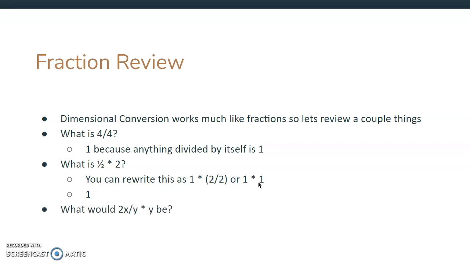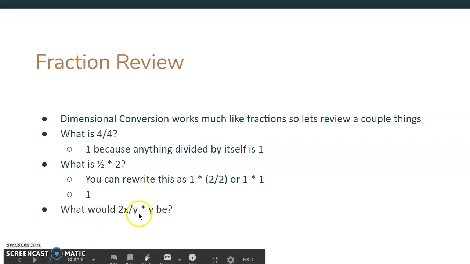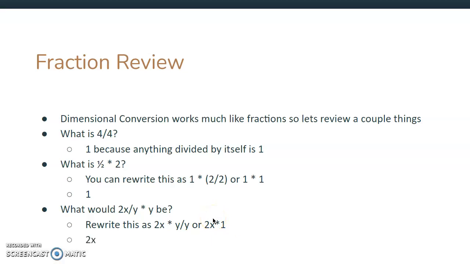And the next one, now we're putting in variables. So what would happen if we put in a variable? Now we have 2x over y times y. We can rewrite this as 2x times y over y, and y over y is 1. And then anything times 1 is itself. So we just have 2x. This idea of canceling things after multiplying them, and using certain math rules to help us simplify things, is going to be really important as we go through this.